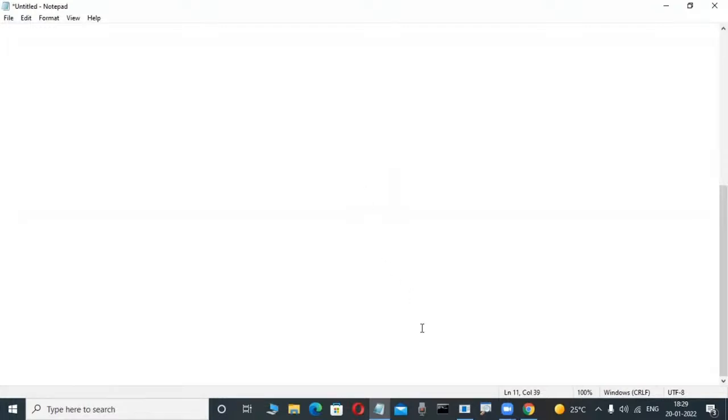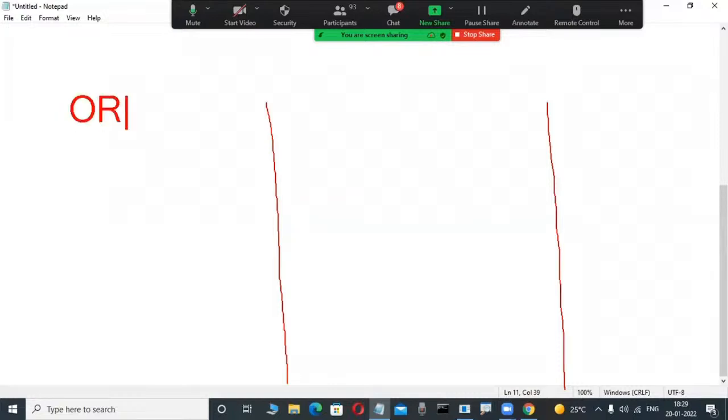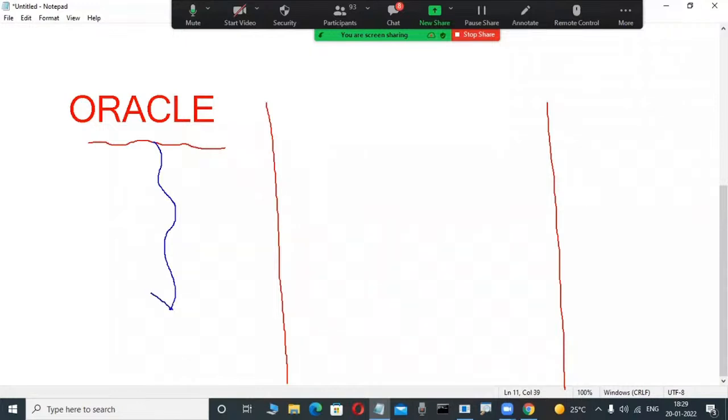Suppose, for example, I am working in a company; concentrate slowly for five minutes. I am working on an Oracle project. Oracle is a relational database product. If I want to operate this relational database product, I use SQL, which is a language. SQL is the language I'm using.